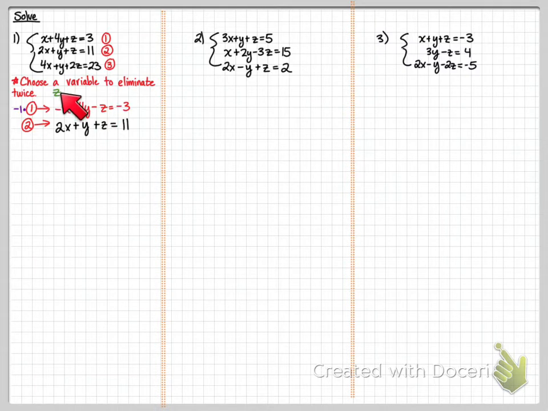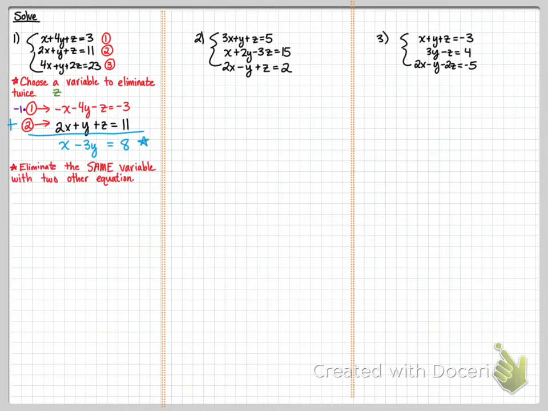So we chose the z to eliminate, so we have to make them the same number in front, which is a 1, and just opposite signs. The z's cancel, and we're going to add down just like we do when we're doing elimination with 2 variables when we have 2 equations. So -x plus 2x is x, -4y plus y is -3y. These cancel, and -3 plus 11 is 8. So I'm putting a star. We're going to call this equation star.